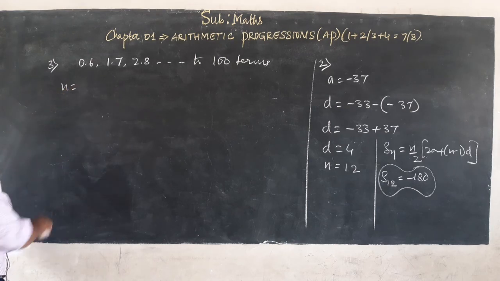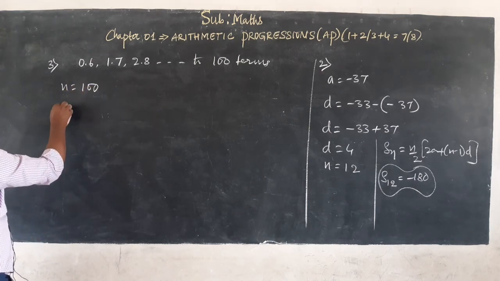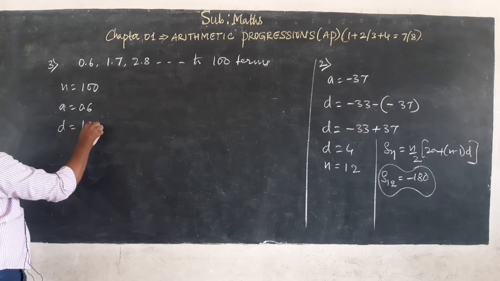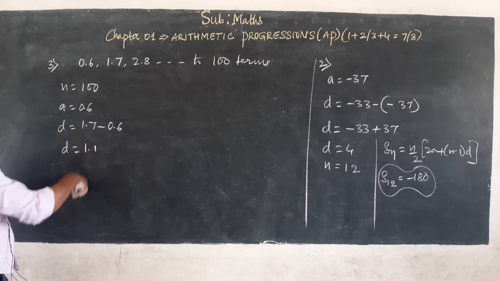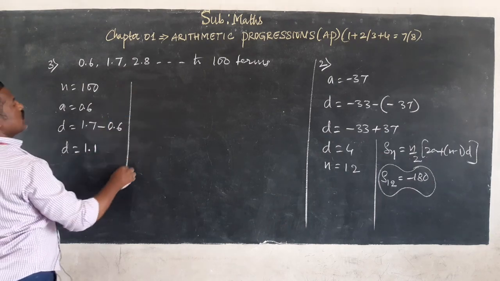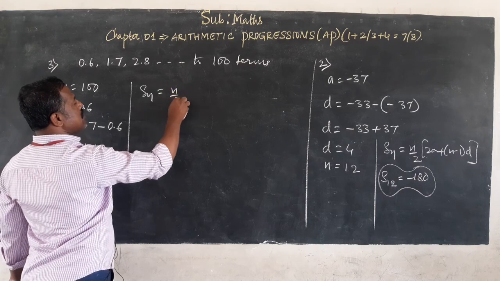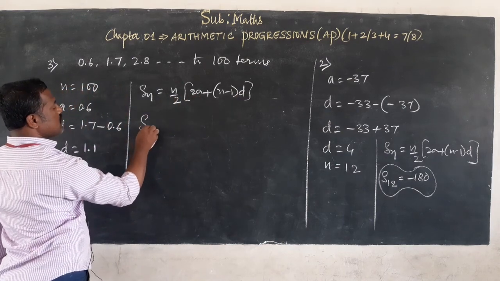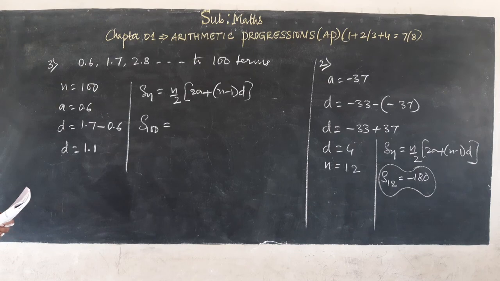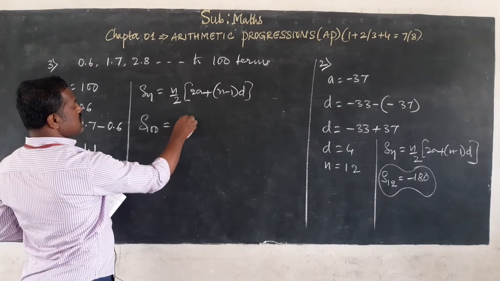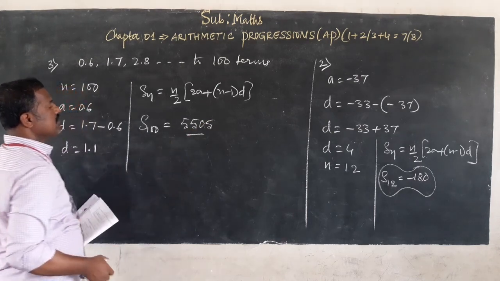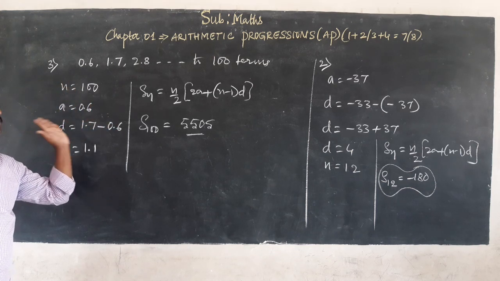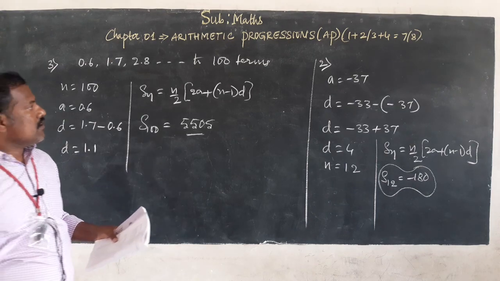What is the value of n? 100. What is the value of a? 0.6. What is the value of d? It's very simple. 1.7 minus 0.6, the value of d is 1.1. Understand, children? So use the formula, that is Sn is equal to n by 2 open the bracket, 2a plus (n minus 1) into d. Okay, so you will get S100, which is equal to 5,505. Here we make a simplification, more simple again. Do it yourself. Understand, children? Okay.